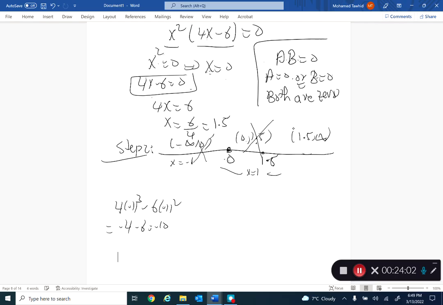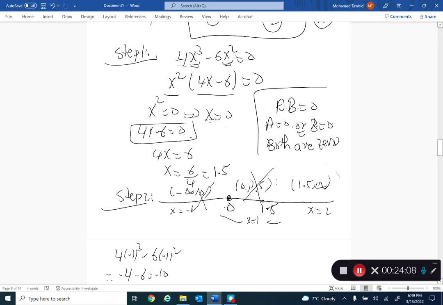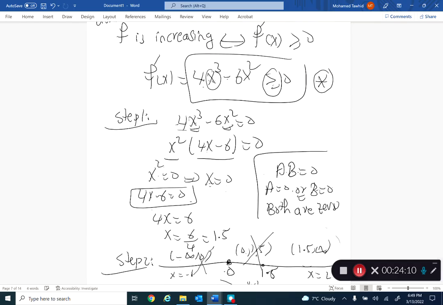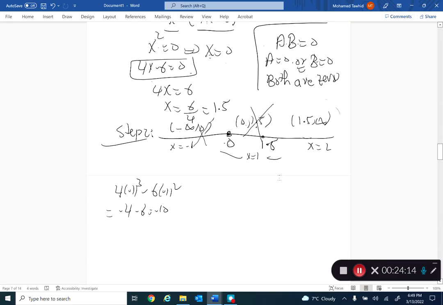So what is the last one? 1.5 onward. For simplicity, take x equal 2, any number you wish from here. If I take x equal 2, just replace x by 2. So what do you have? You have 4 multiplied by 2 to the power 3 minus 6 times 2 to the power 2. If I simplify that, you get 32 minus 24. You get 8, which is positive. So that is this one here, it's positive. So I put a check on that.